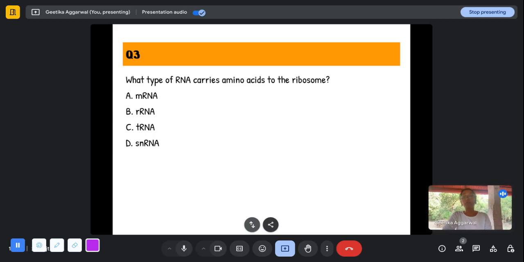Coming to what type of RNA carries amino acids to the ribosome. So, what is the type of RNA which is carrying amino acid to the ribosome? Is it mRNA, rRNA, tRNA, or snRNA? I'll give you 5 seconds to think about the answer.